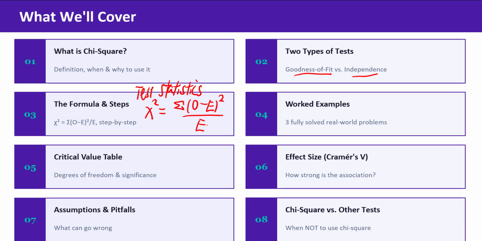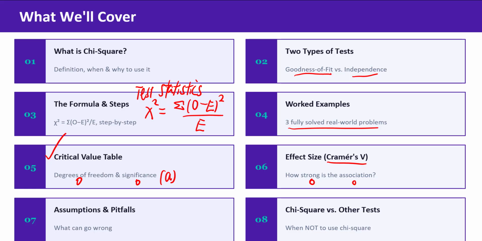We're going to go through the calculation details and take a look at some real-world problems with full solutions. We're going to learn how to use a critical value table using the degrees of freedom and the significance level, alpha, to look up the critical value. You can also look it up in Excel. Next is the effect size, like Cramér's V. We want to know how strong the association is if the two categorical variables are associated with each other.